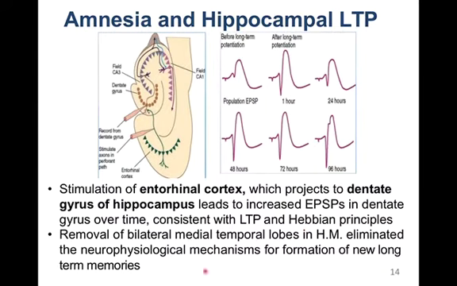And so bilateral removal of the MTL or medial temporal lobes, including the hippocampi in HM, eliminated the circuitry. Don't worry exactly about the circuitry shown on this specific slide, but the circuitry and the neurophysiological mechanism for the formation of new memories was eliminated. So he could no longer make and store what would initially be short-term and then converted into, or consolidated as, long-term memories.